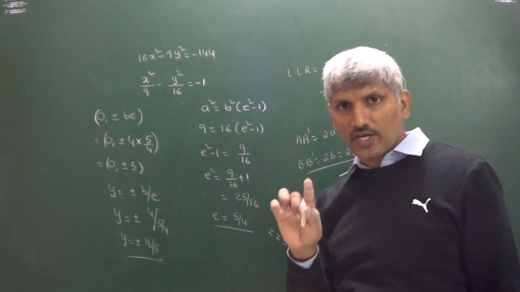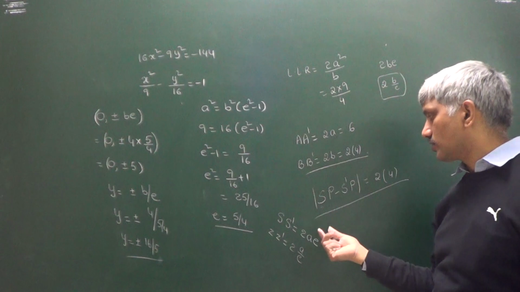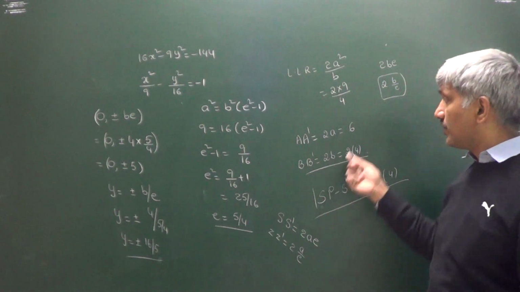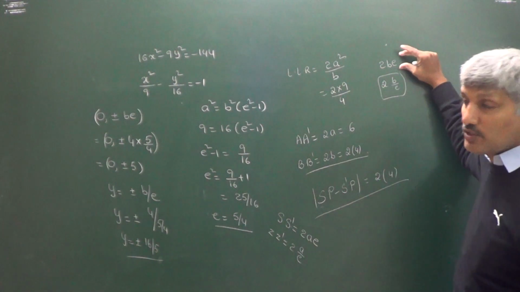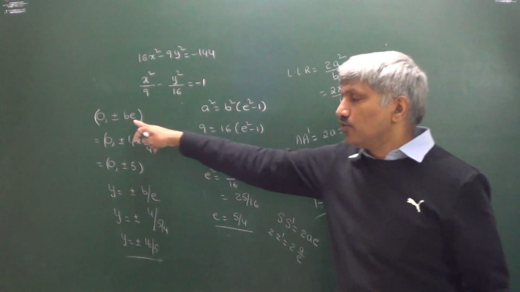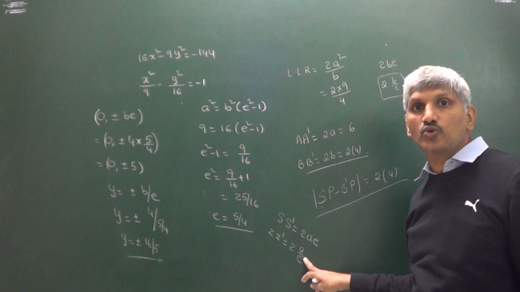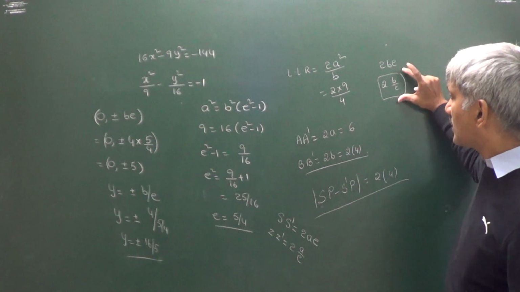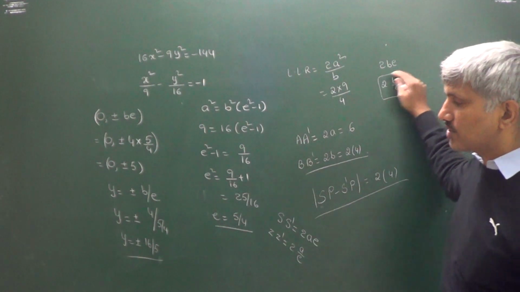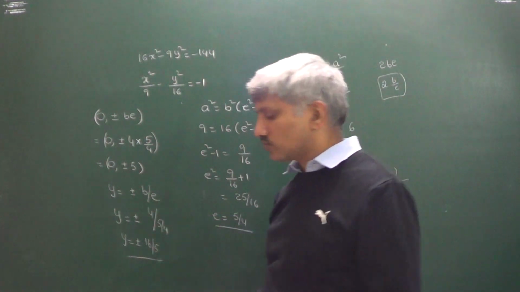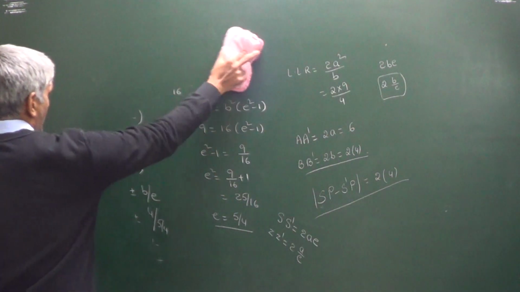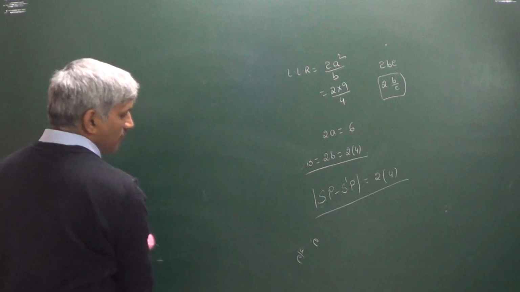So in the first case the distance between two foci is equal to 2AE, whereas in the second case the distance between two foci is 2BE. Whereas in the first case the distance between two directrices is 2 into A by E, whereas in the second case the distance between two directrices is 2 times B by E. So that is about the distance between directrices and the distance between foci.